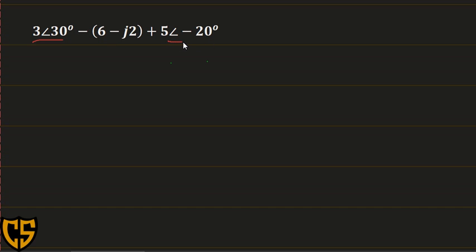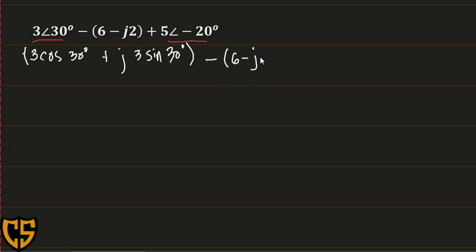Also this one, in polar form is the given, so we are going to convert that one into rectangular form. We already discussed the formula for how to convert, but we can just do it directly. Let's start with our r, which is 3. For the first, this will be 3 cosine 30 degrees plus j times 3 sine 30 degrees. Minus, directly, 6 minus j2.